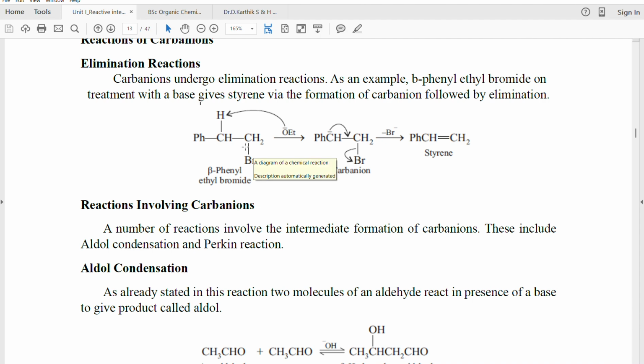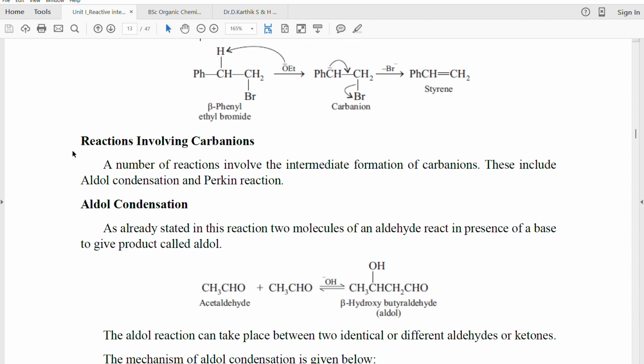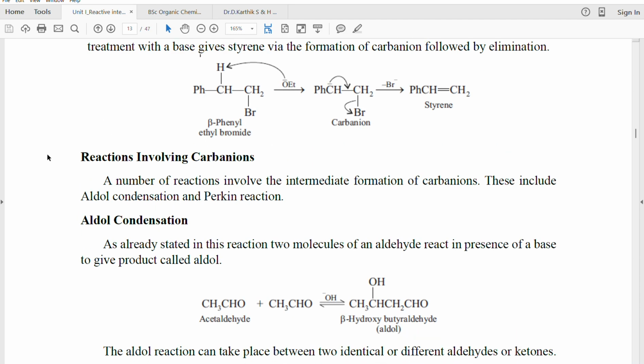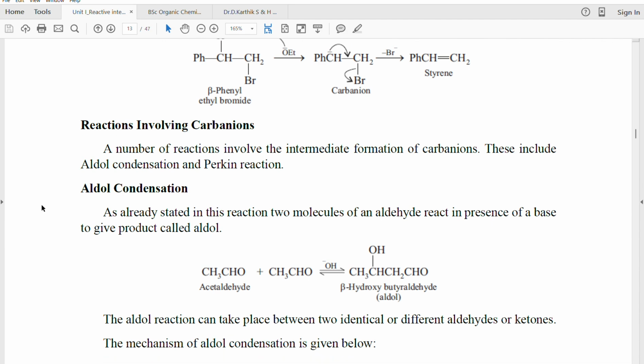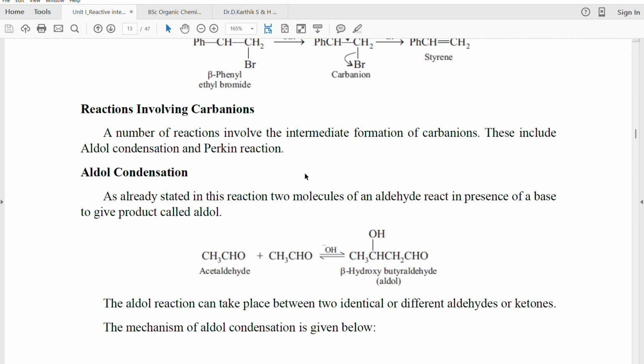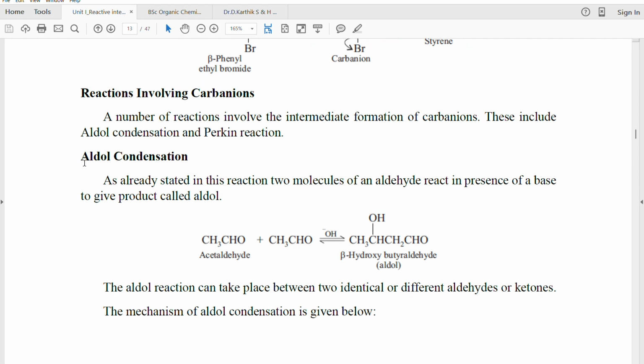So this is one reaction, and this is the major reaction. Then finally we will go again to the reactions involving carbanions. The first is the aldol condensation, okay. There are so many reactions. Here we are going to see the aldol condensation and the Erlenmeyer reaction. Two reactions we are going to see here, okay.